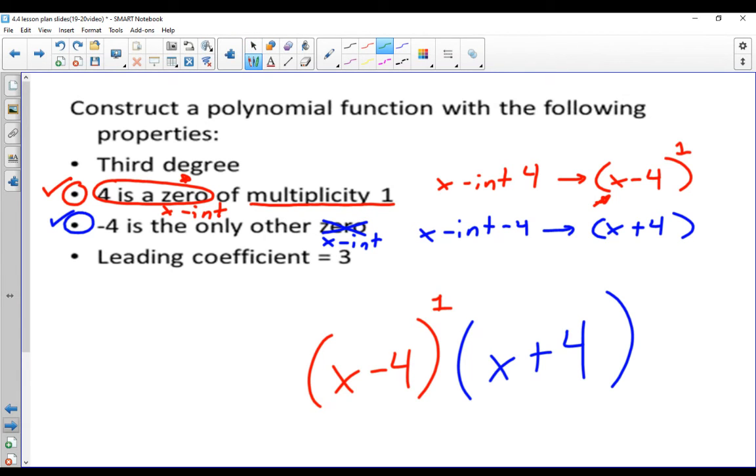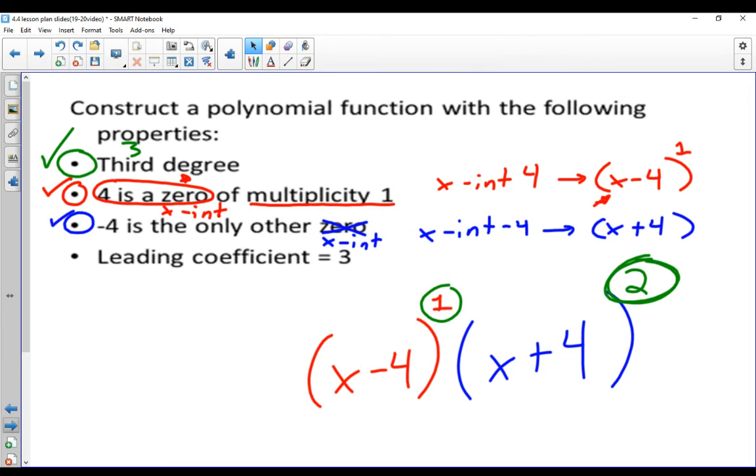You're going to find the multiplicity by looking at this property. We want a polynomial of degree 3, and the only way for that to be possible is if this multiplicity is 2, because 1 plus 2 gives us a degree of 3. Just like that, 3 properties done.